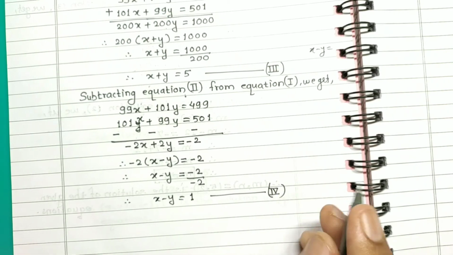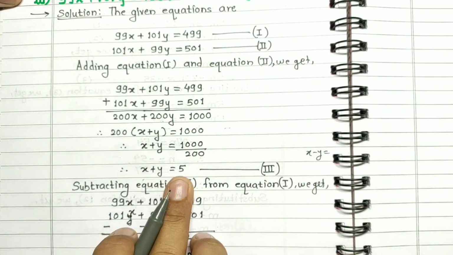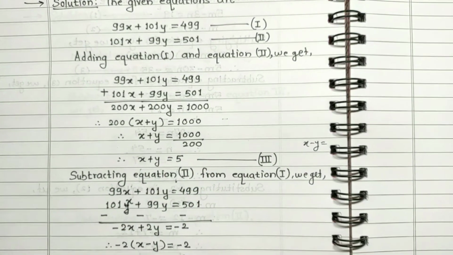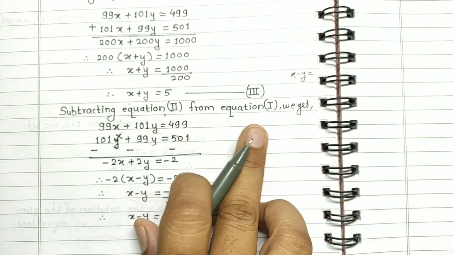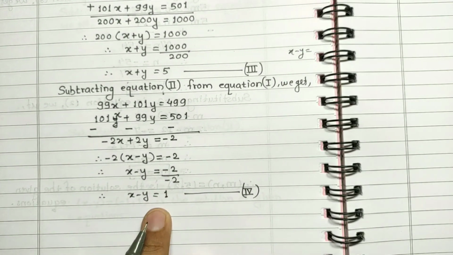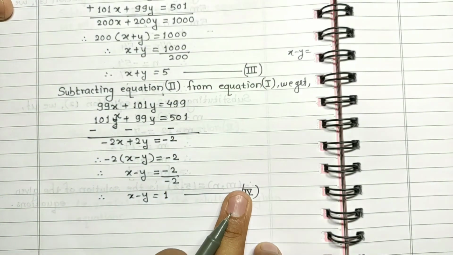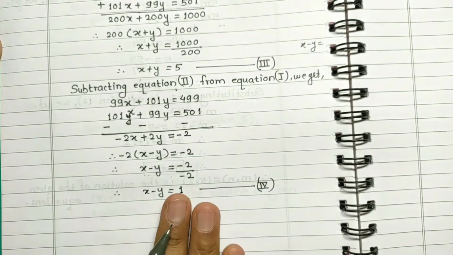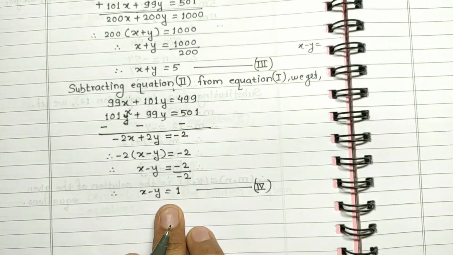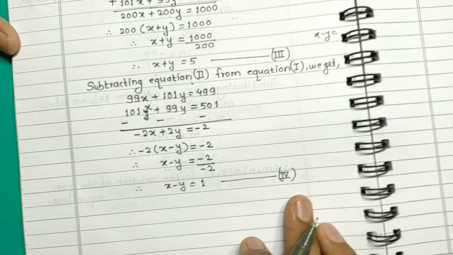See again what we have done. We added both the given equations to get a simple linear equation in the form x + y = some number. Then we have subtracted both the given equations to get a simple linear equation of type x - y = some number. These equation 3 and equation 4 are the modified simple linear equations. Now to find out values of x and y, we are going to solve these two simple linear equations.